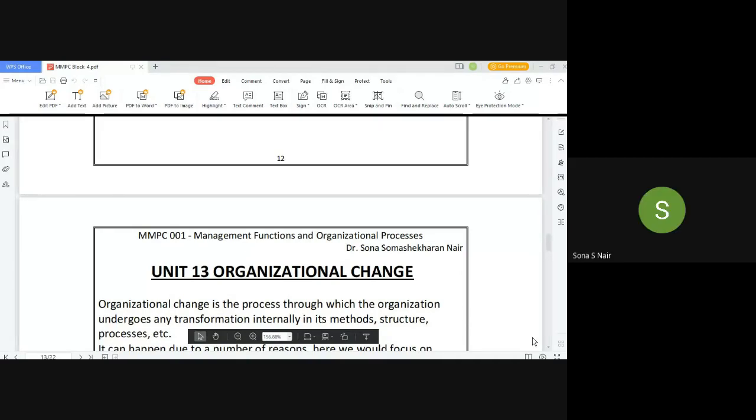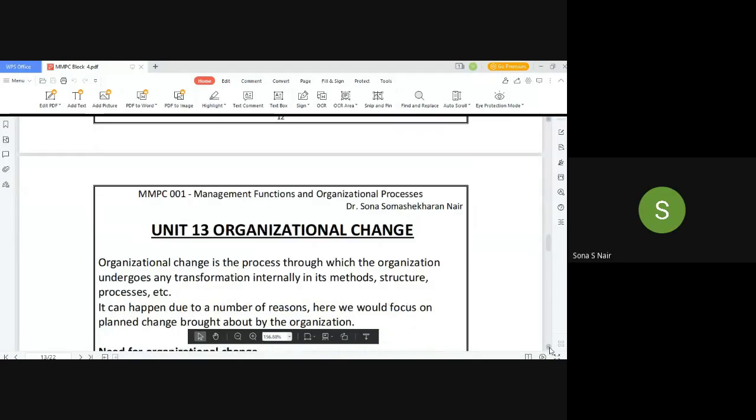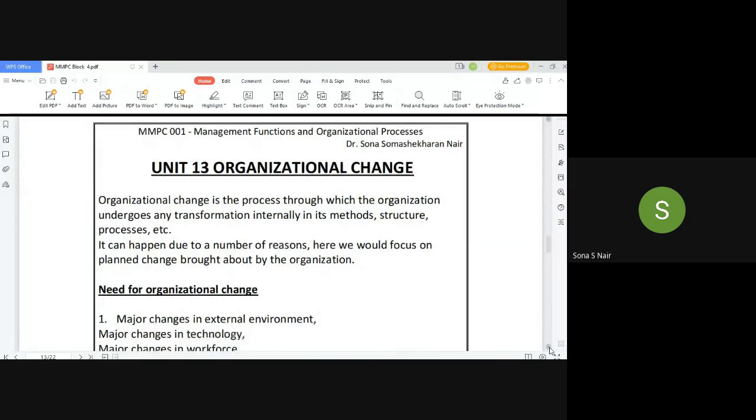Let us come to the next topic, which is unit 13, and it talks about organizational change. This topic is important because whatever has been done till date in the organization, the management process, leadership, motivation, forming the culture, developing the culture of the organization.